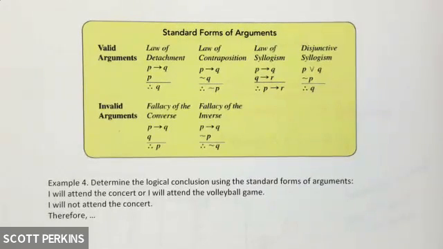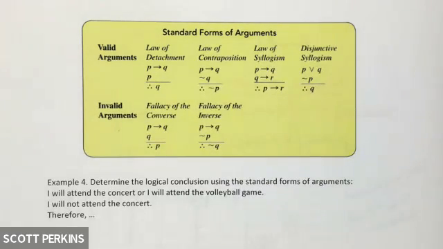And so just a couple final problems here using this chart. I would not ask you to do this without the chart, so don't worry. If I put a problem like this on the test, I'm going to give you the chart to go through. So example 4 on your sheet, this is page 3, says determine the logical conclusion using the standard form of the arguments. Okay, so the premises are I will attend the concert or I will attend the volleyball game. The second premise is I will not attend the concert. So then we need a therefore.